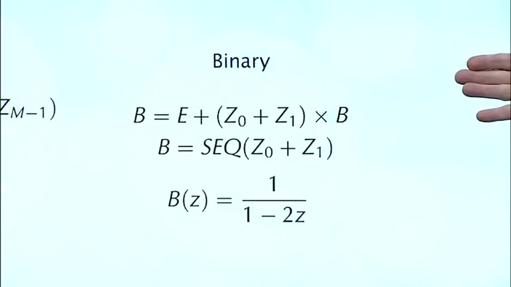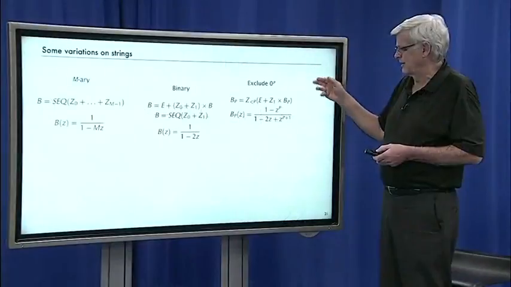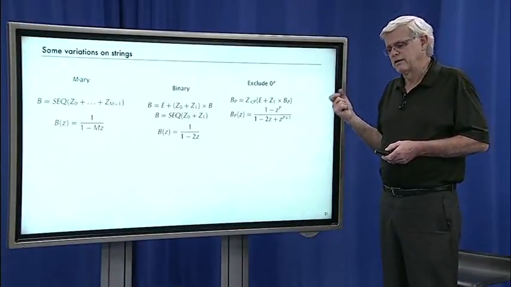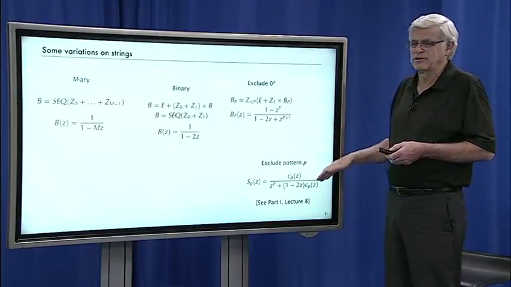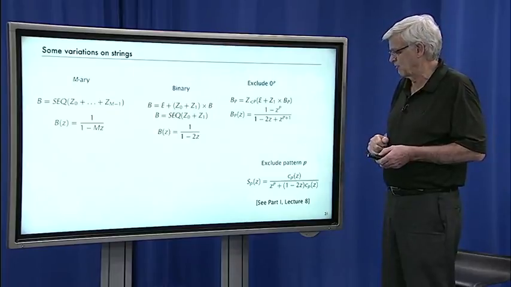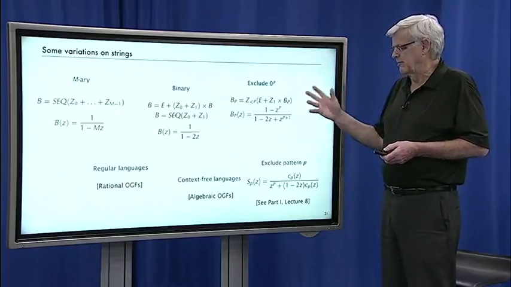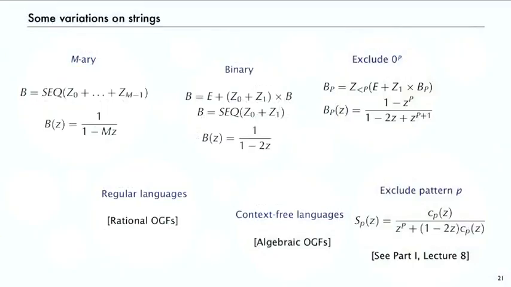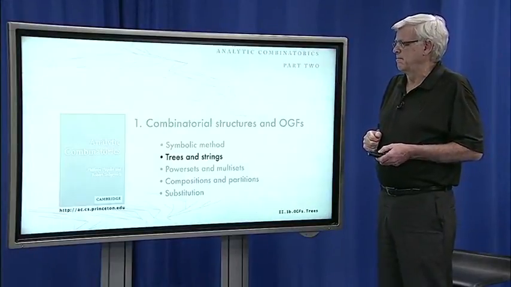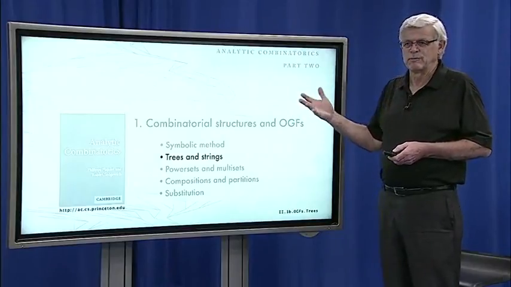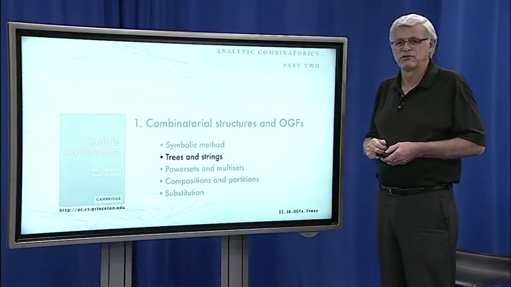Or you could say m-ary, so m different letters, or the example I did, exclude strings of zeros, or exclude a particular pattern. We talked about that in detail in part 1, lecture 8. And again, regular languages or context-free languages. Again, starting with the most elementary construction, but then using the operations in natural ways, we can study a broad galaxy of combinatorial structures. That's an introduction to the use of the symbolic method for basic structures, trees and strings.